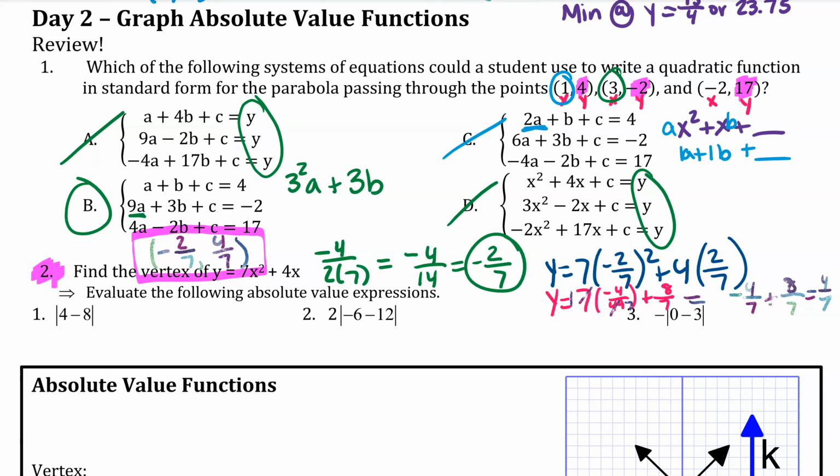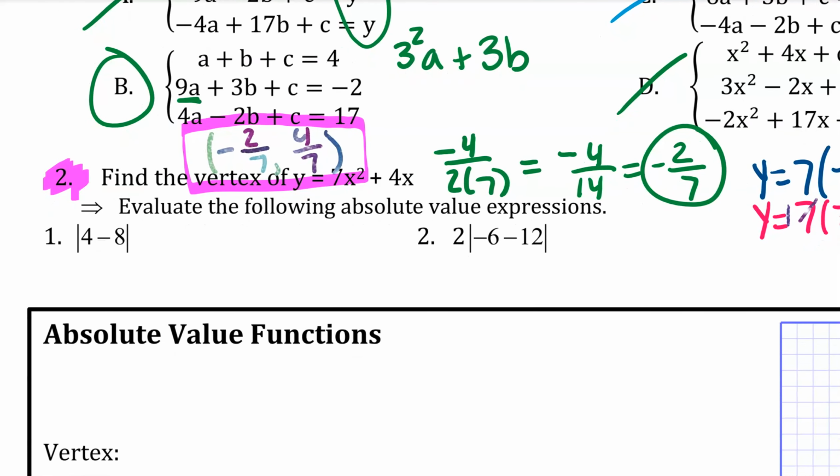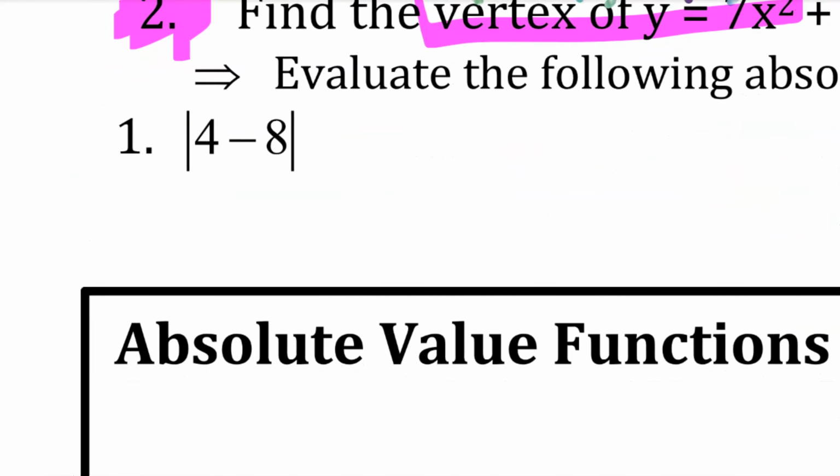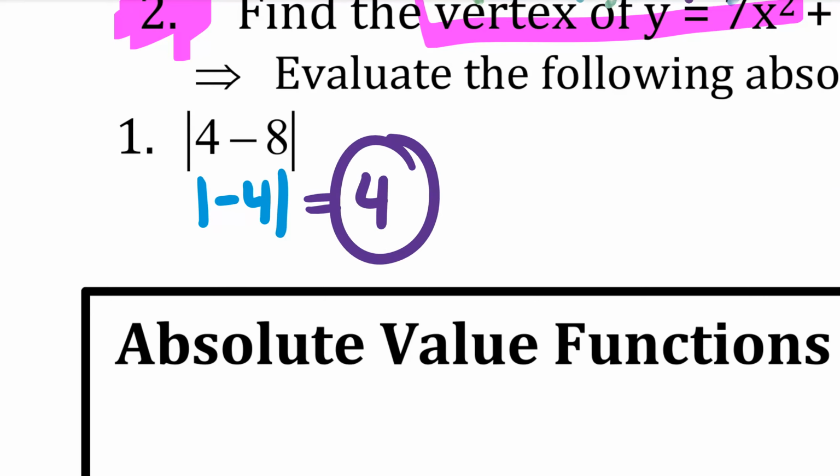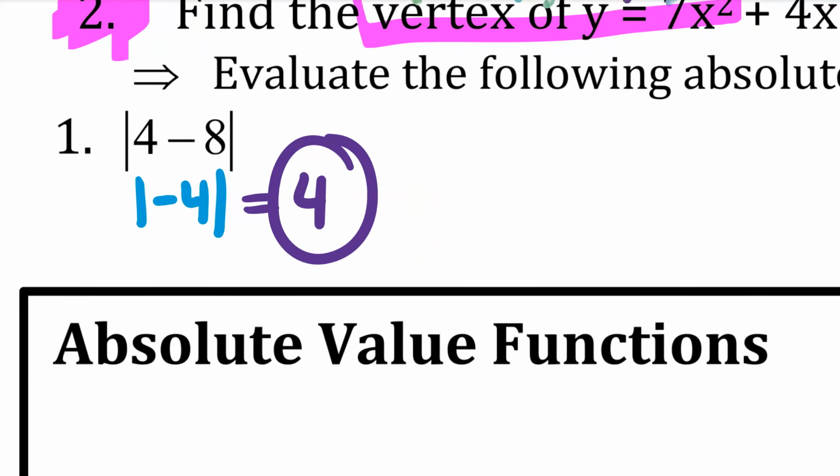Now today we're graphing absolute value functions, and we did a little bit of this in our Algebra 1 review, but it's also good to review it again. So we want to evaluate some absolute value expressions first, just to remind ourselves what exactly absolute value means. If I have 4 minus 8, that's negative 4. So I have the absolute value of negative 4, which means how far away is negative 4 from 0? It's 4 spots. You always have a positive number for your absolute value, for your distance.